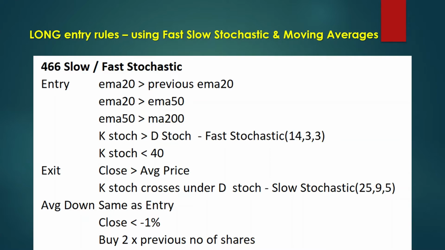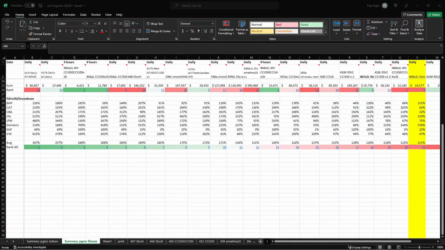The average down approach is similar to the entry, is when the EMAs are greater than the moving average 200, as above. When we decline by at least 1% of the value of the share price, and we buy 2 times the previous number of shares.